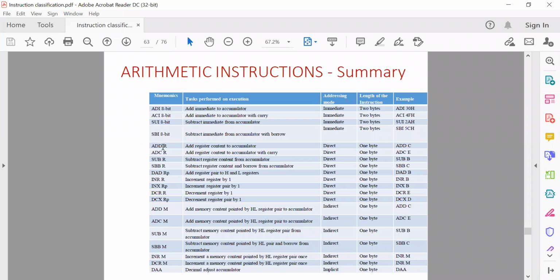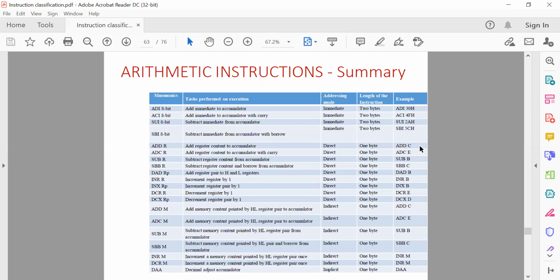Add R means any register, any of the 7 programmable registers. You can write it as add A, add B, add C, add D, add E, add H, add L. Here it is written as add C. What does it mean? Add the register content to the accumulator. Which register content? The register specified in your instruction. By default, that register content is always added to the accumulator content. So add C means A plus C.